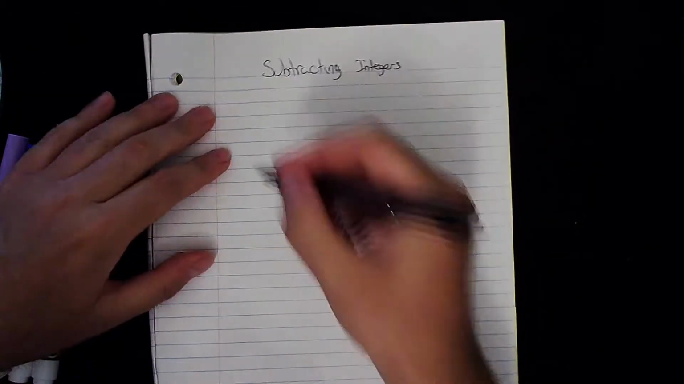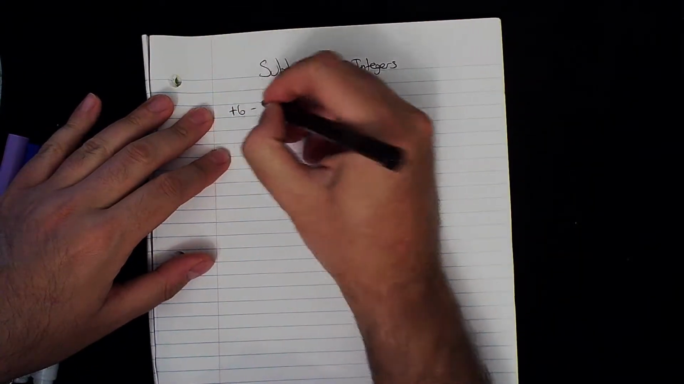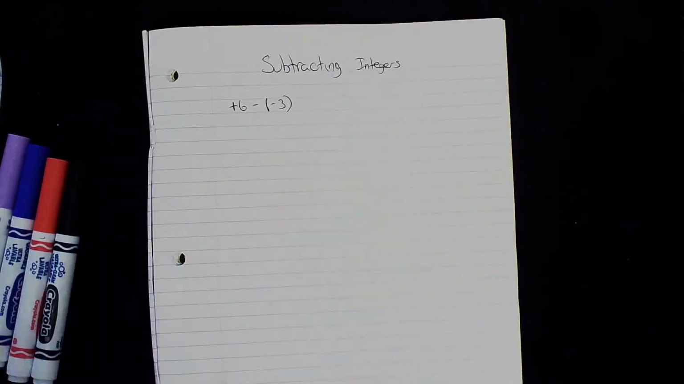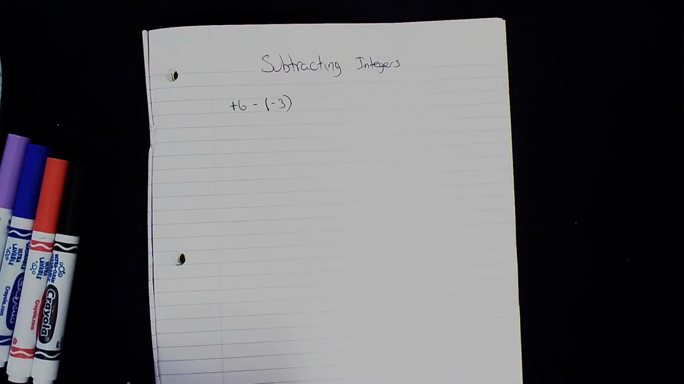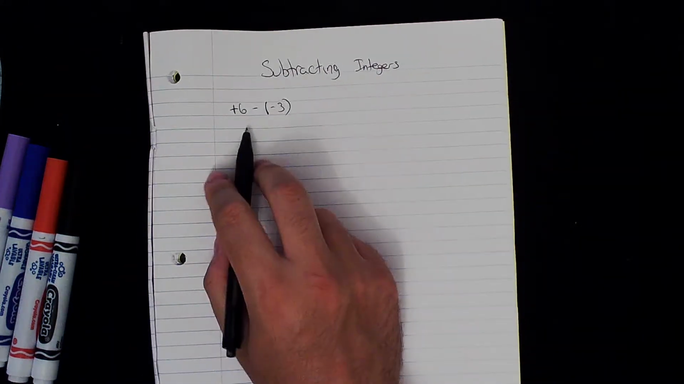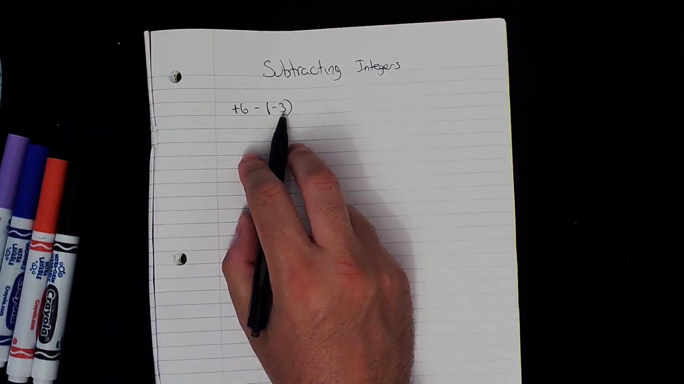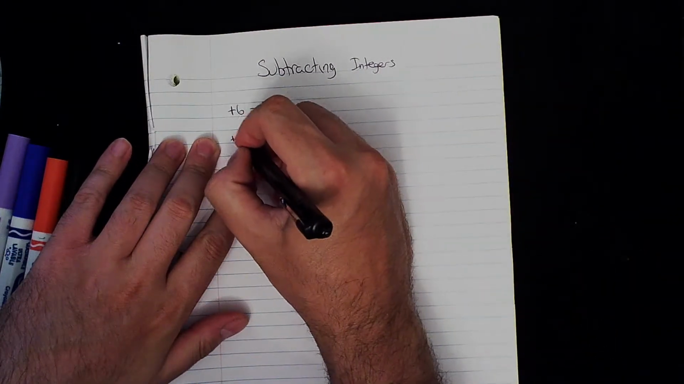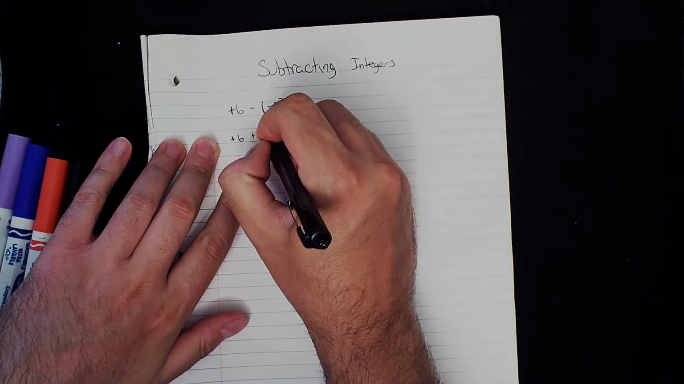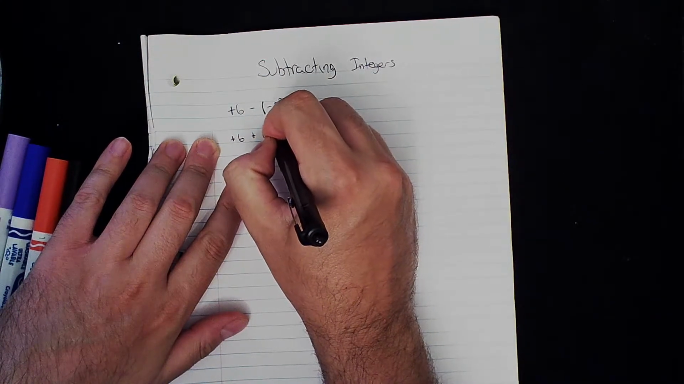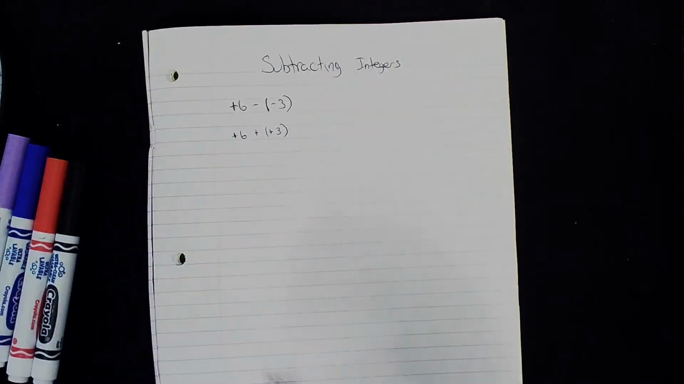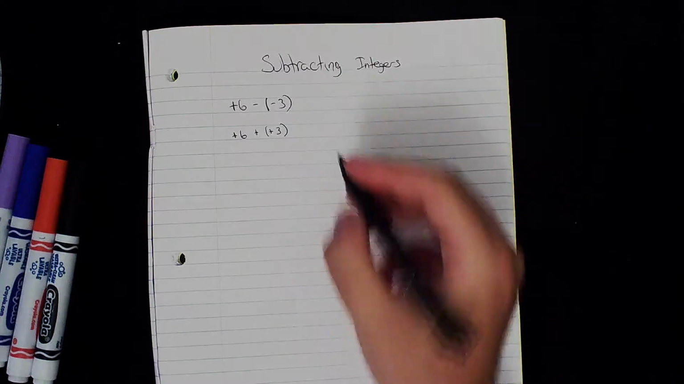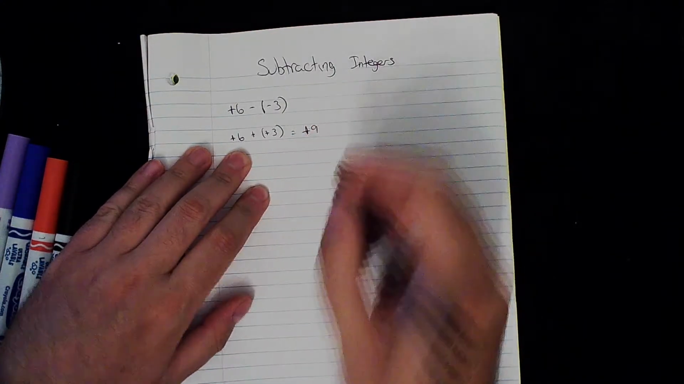So let's get started. You will have an example that says positive 6 subtract negative 3. So this is a little tricky because you've got the negative, you've got another negative integer. So here is the trick. Positive 6, you turn this into a plus, and this turns into a positive. So the question then becomes positive 6 plus positive 3, and that's positive 9.